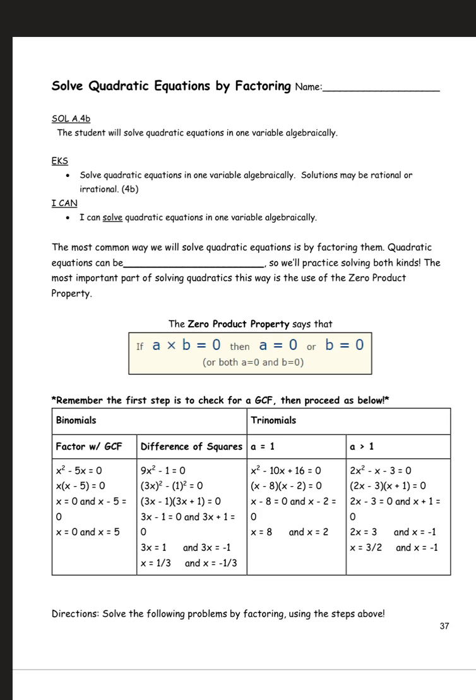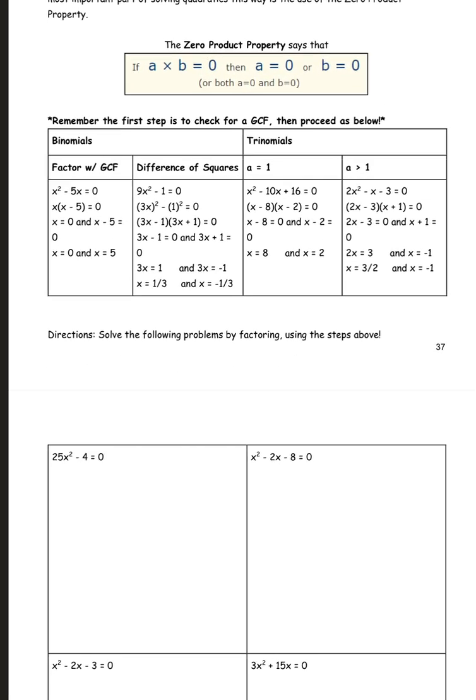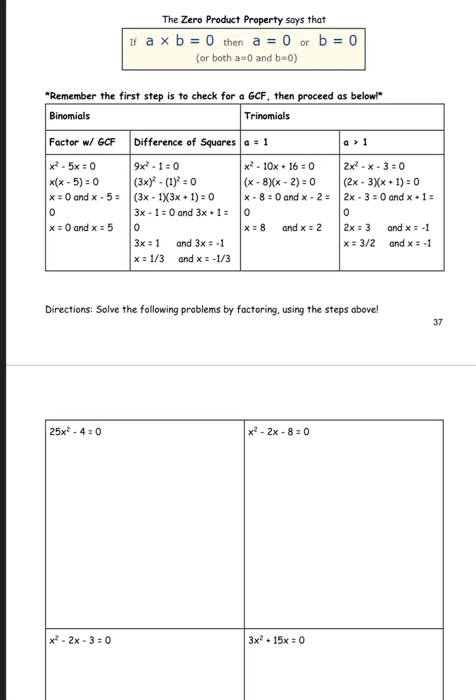Remember, the zero product property says if A times B equals 0, then A equals 0 or B equals 0, or both A equals 0 and B equals 0. So we're going to take factoring a step further by taking those factors and setting them equal to 0 so that we can actually find our solution. Remember, the first step anytime we are factoring is to check for a GCF, and then proceed based on the number of terms.